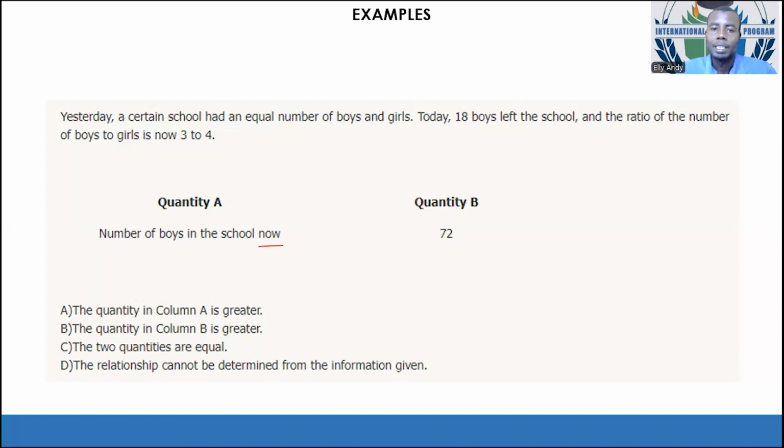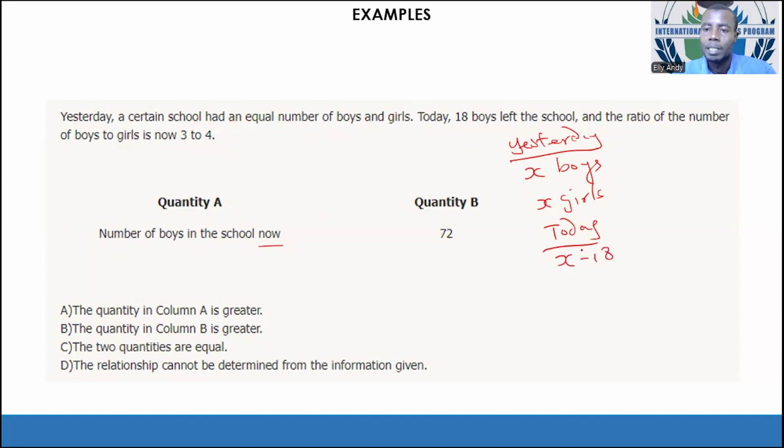Now, of course, these questions also, apart from the tips we just discussed, you also need to get the fundamental mathematics right. So the first thing here, let's understand what this question stem is talking about. Yesterday, a certain school had an equal number of boys and girls. So let's say for yesterday, we had X boys and X girls. And because we are dealing with the number of people, X is automatically a positive number. Today, 18 boys left the school. So today, we have X minus 18, but the girls, we still have X.